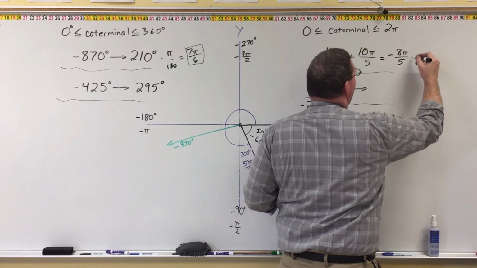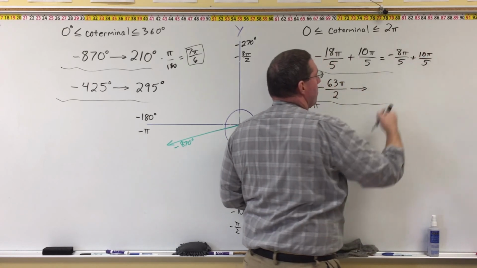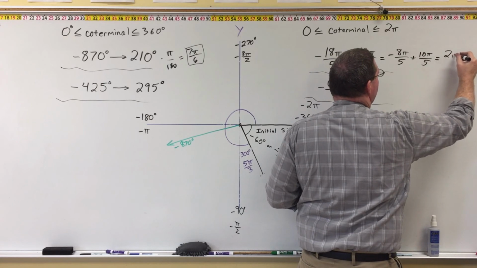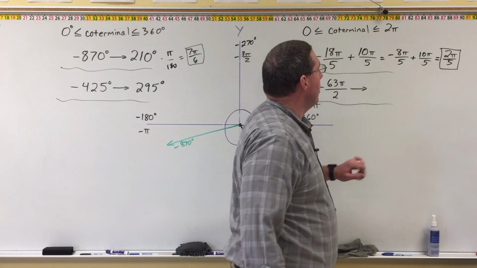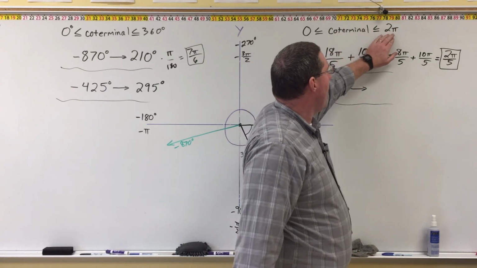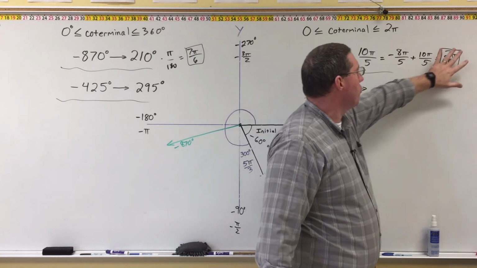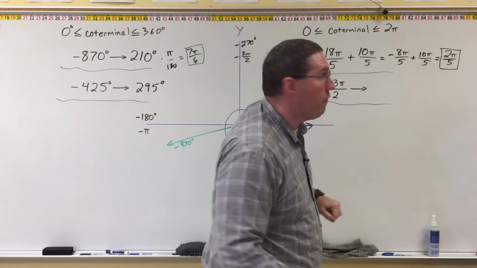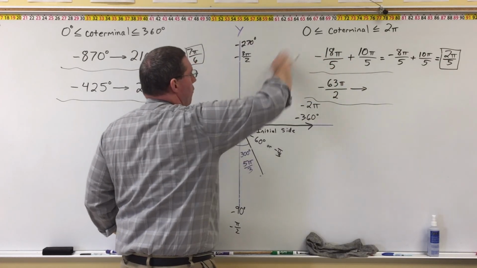I need to add 2 pi again. So I need to add 10 pi over 5. Negative 8 plus 10 is equal to positive 2. So we have 2 pi over 5. So the angle measure in radians, that's between 0 and 2 pi, that is coterminal to the angle negative 18 pi over 5 is 2 pi over 5. 2/5 is less than 1/2, and therefore the terminal side of this angle is in the first quadrant.